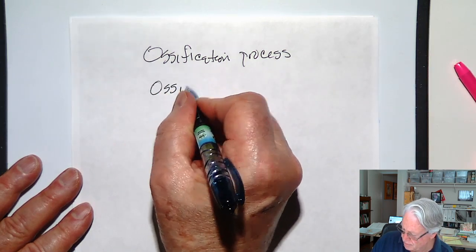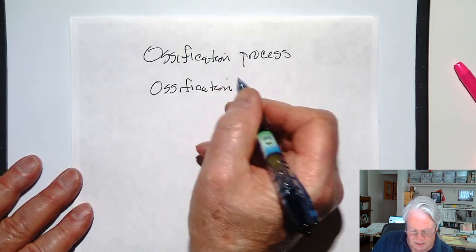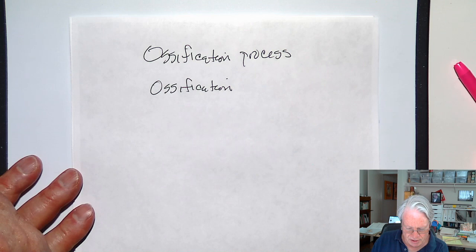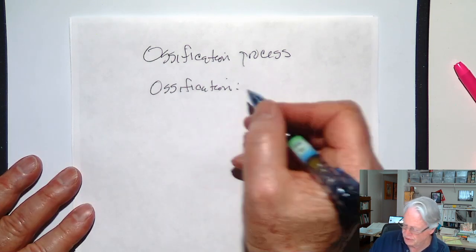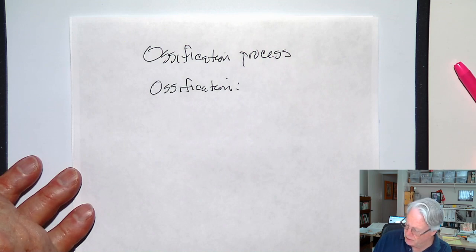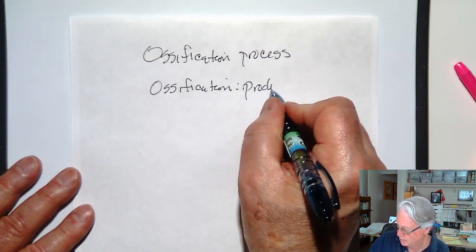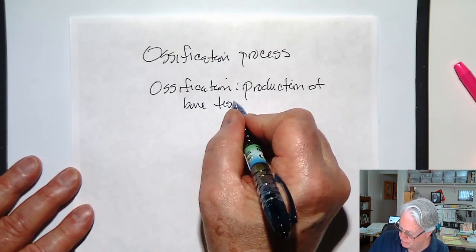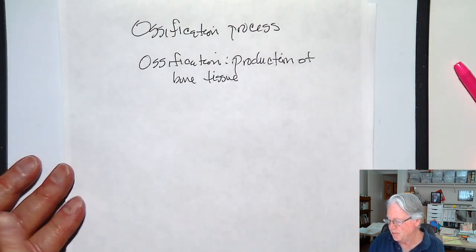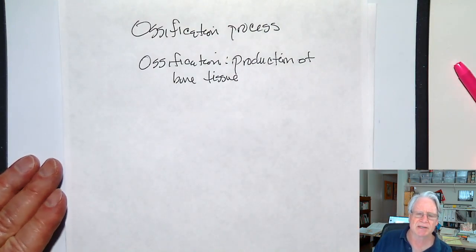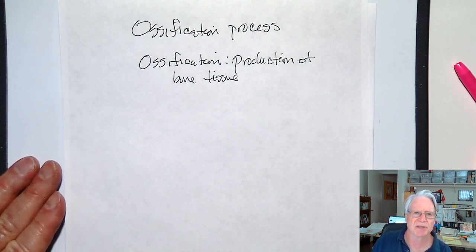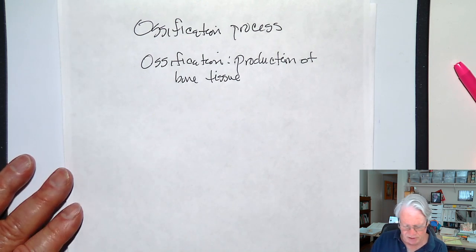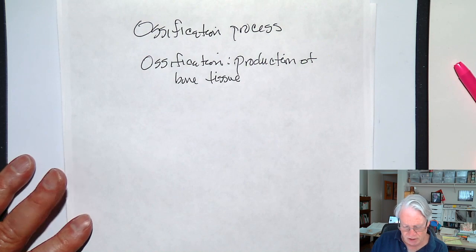So ossification. Ossification is the actual construction of bone tissue. So it's the production of bone tissue. Part of ossification is mineralization, that is the laying down of the minerals, but the entire process that we'll be discussing, all of it is the ossification aspect of bone development. So production of bone tissue.